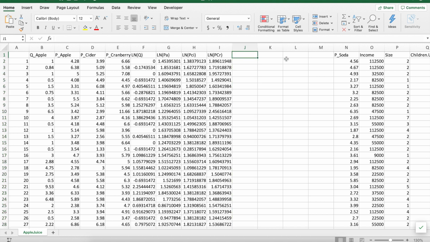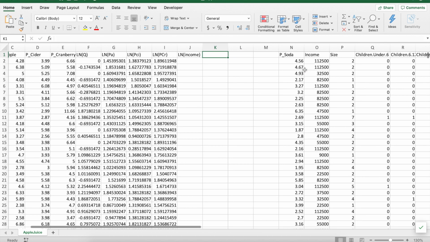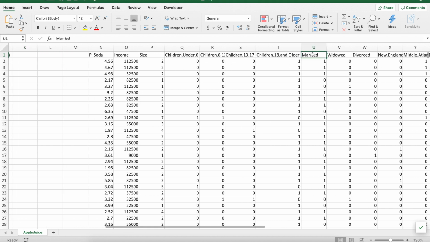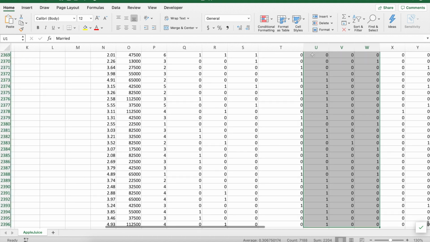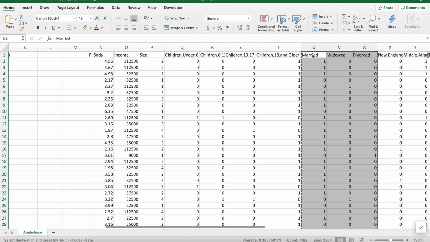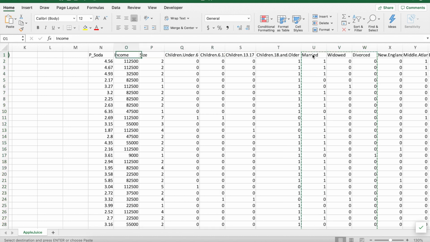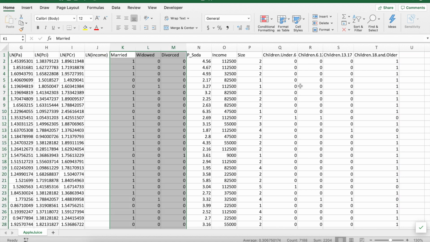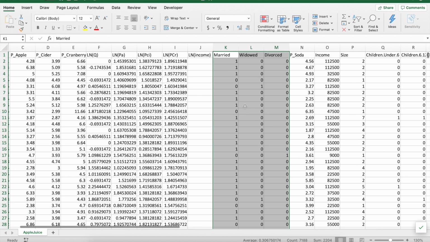I'm going to call this the natural log of income. And then here are going to be our dummy variables. So let's go ahead and just move the dummy variables over. We have married, widowed, and divorced. I'm just going to select all 3 of these and hit Cut or Control X or Command X and just move them over to the right place, okay? Easy enough.